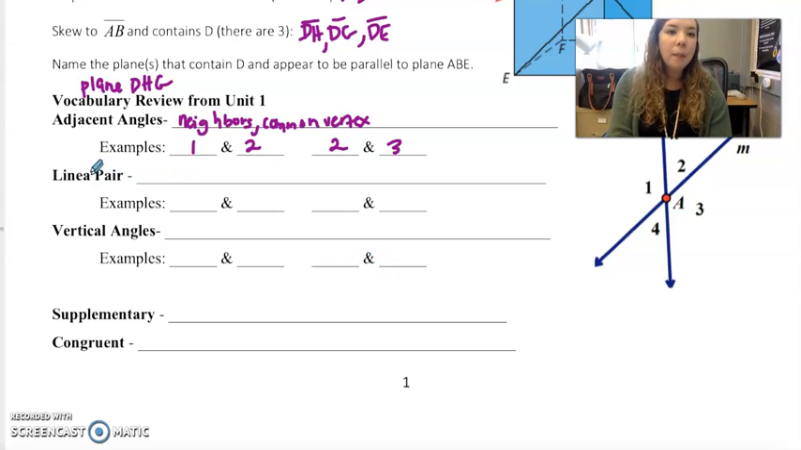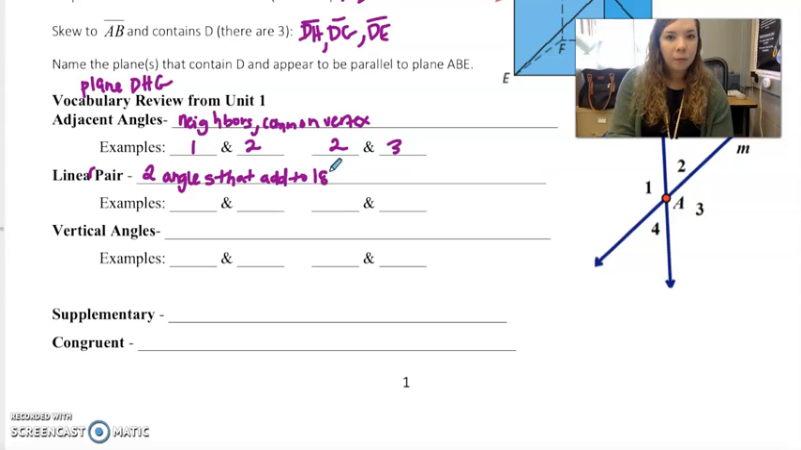Linear pair, so we need to add an R here actually. A linear pair is two angles that add to 180. So again, I could do 1 and 2, but they don't have to be neighbors. So another example I could do is, well, I guess they all end up being neighbors in this example. I could do 1 and 4 as well. But 1 and 3 would not be a linear pair. 2 and 4 would not be a linear pair because they're congruent instead.